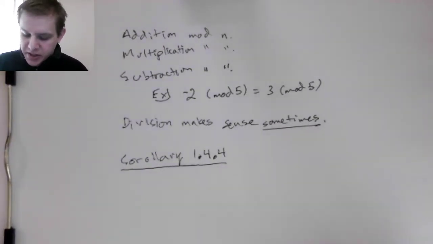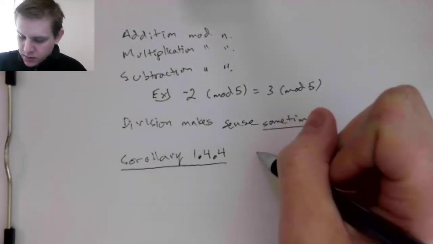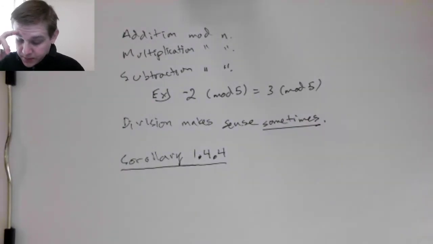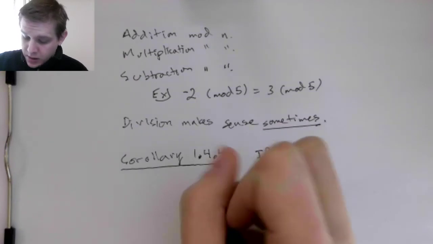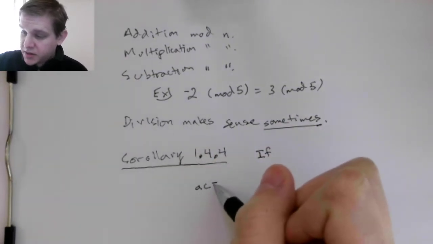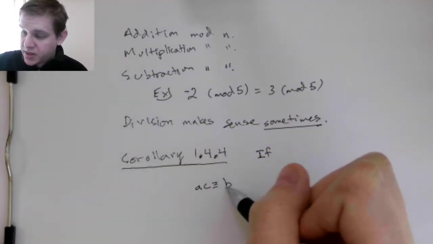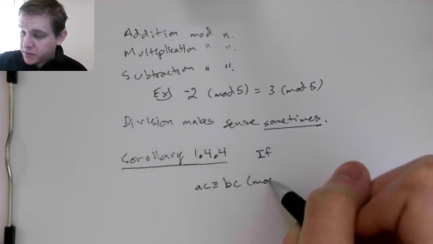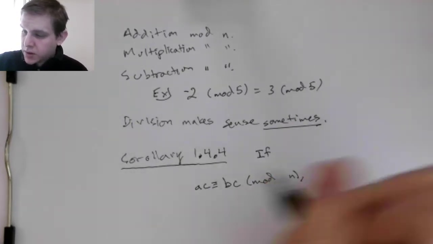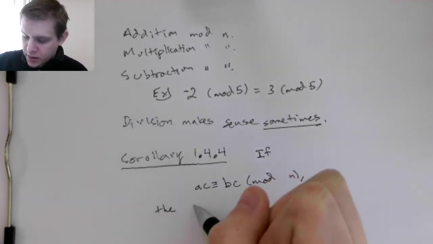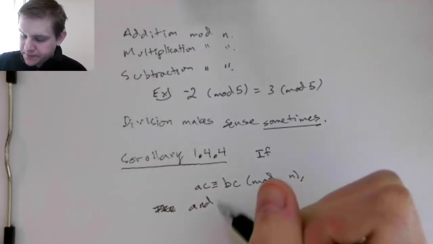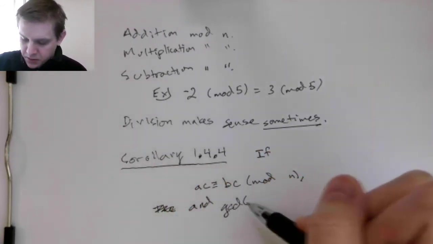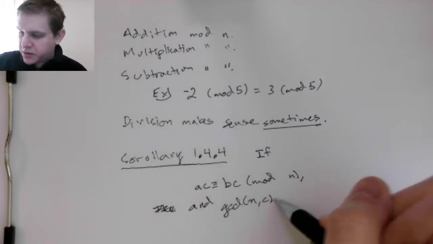And what does this corollary say? It says, if A times C is congruent to B times C modulo n, then A is congruent to B modulo n, and the GCD of n and c is equal to 1.